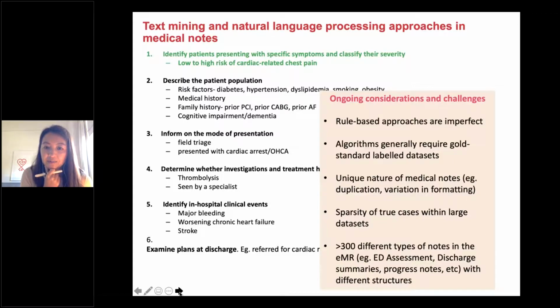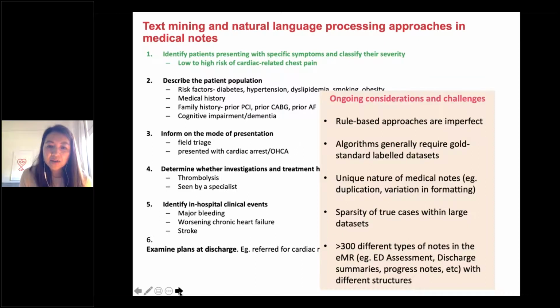There is a unique nature of medical notes. There's a lot of duplication and variation in formatting. A lot of the language dictionaries out there are based on clean data, and they're not built for medical notes. There's a sparsity of true cases within large data sets. So if you're looking for a particular feature, for instance, a risk factor for diabetes, that may not be well captured in a cohort of patients presenting with just emergencies. So there's a sparsity of cases within these documents.